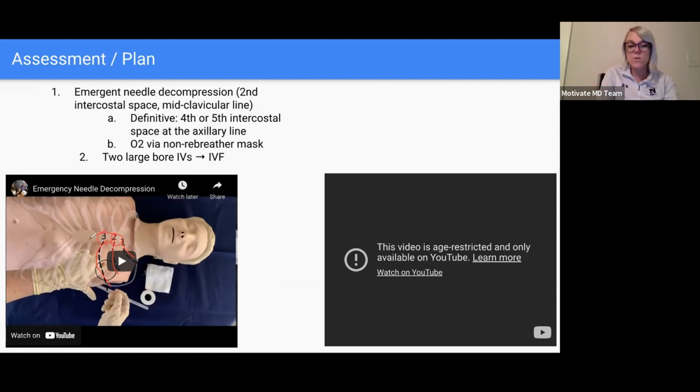So what we're doing is sticking a needle in between the second and the third ribs, above the rib. Remember that, because the neurovascular bundle, meaning the vein, artery, and nerve, goes underneath the rib. So we want to avoid hitting all of those structures. We'll go above the rib, and that's what this image is showing here. So: second intercostal space, mid-clavicular line.